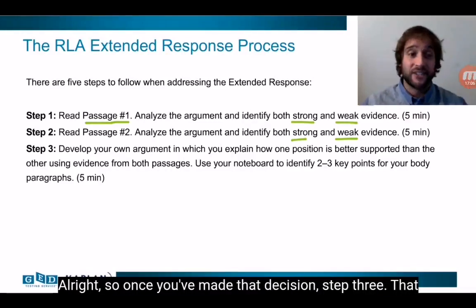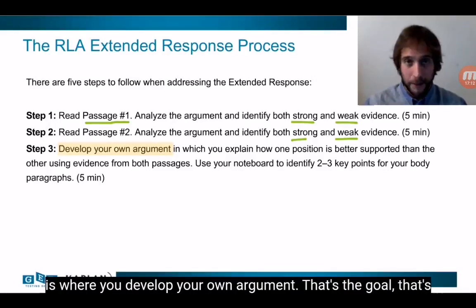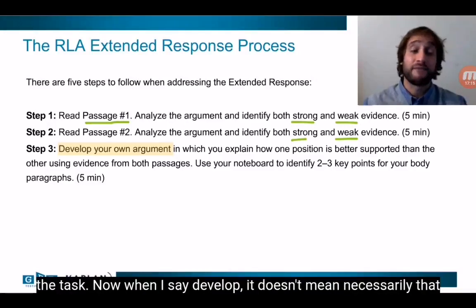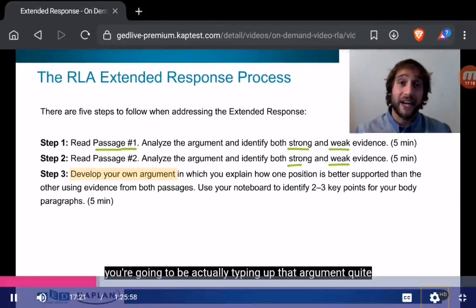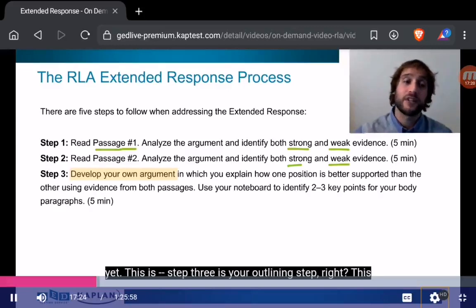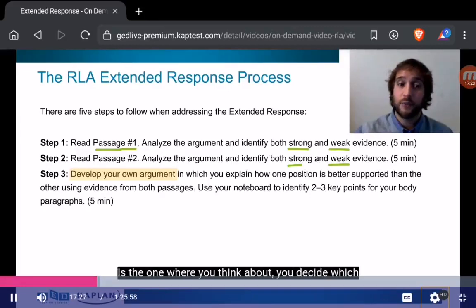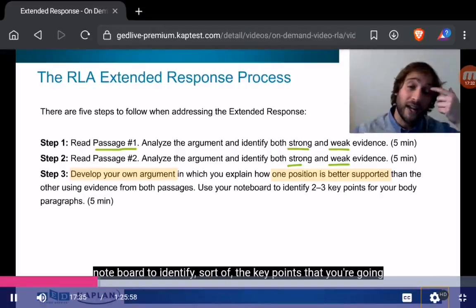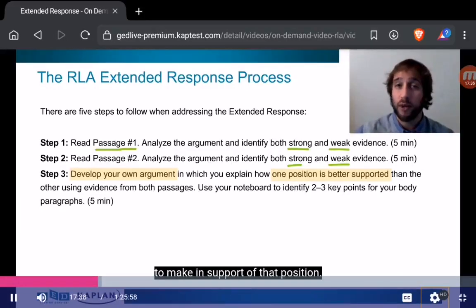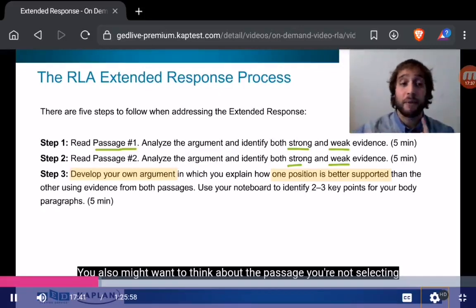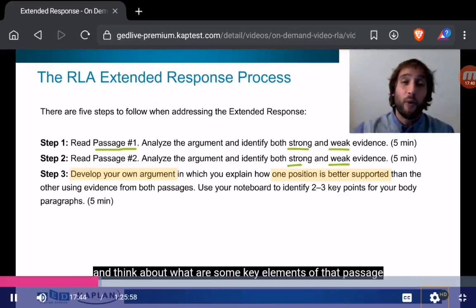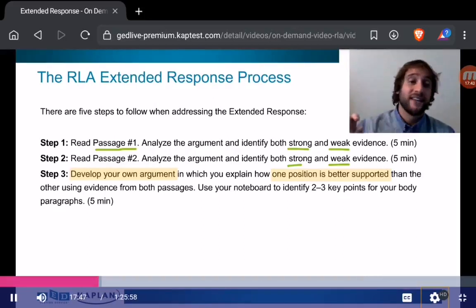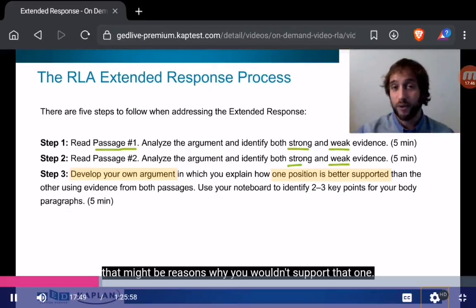Once you've made that decision, step 3 is where you develop your own argument. That's the goal, that's the task. Now, when I say develop, that doesn't mean you're actually typing up that argument quite yet. Step 3 is your outlining step. This is where you decide which position you feel is better supported, and then use your noteboard to identify the key points that you're going to make in support of that position. You also might want to think about the passage you're not selecting and what are some key elements of that passage that might be reasons why you wouldn't support it.